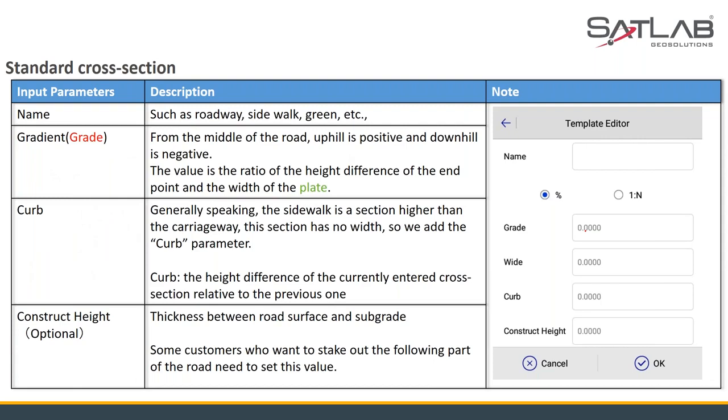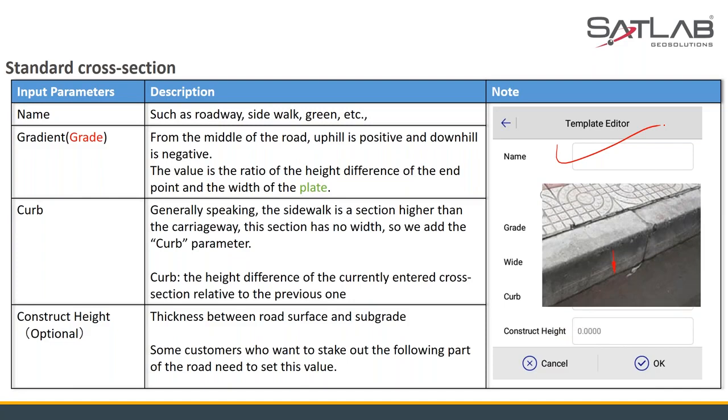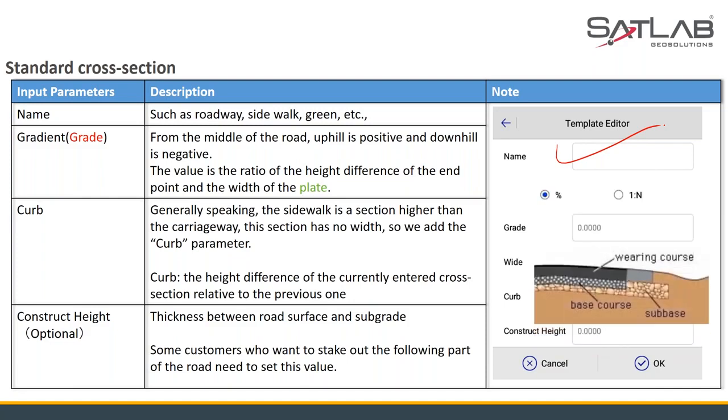Perfect. And this is the graphical representation of roads that you can see in SatSurv. You can see the gradient, the curbs, the sections over here. Let's quickly see how to design this cross section, because it's way too much easier. First of all, we have to give the name of the road here. Done. After that we have to give the gradient, or the ratio. In some countries they use ratio, in some countries gradients. It depends.